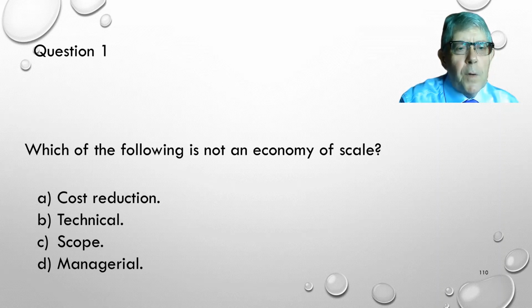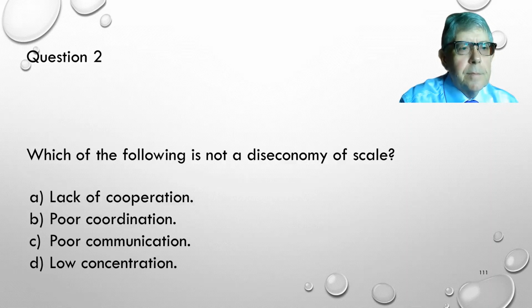Question 1. Which of the following is not an economy of scale? A, cost reduction. B, technical. C, scope. D, managerial. Question 2. Which of the following is not a diseconomy of scale? A, lack of cooperation. B, poor coordination. C, poor communication. Or D, low concentration.